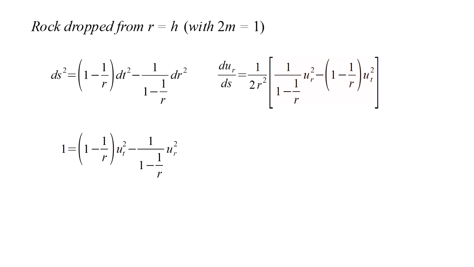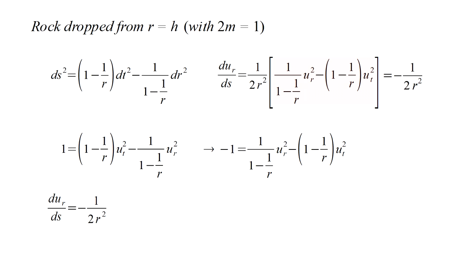Now, if we divide the metric by ds squared, we get 1 on the left, and on the right we'll have the square of dt over ds, which we call ut, the velocity of the time coordinate, and we'll have the square of dr over ds, ur, the velocity of the r coordinate. Multiplying through by minus 1 and rearranging, the right side becomes identical to the highlighted expression, which we can therefore replace by minus 1. And thus we end up with an equation of motion that is well behaved at r equals 1.